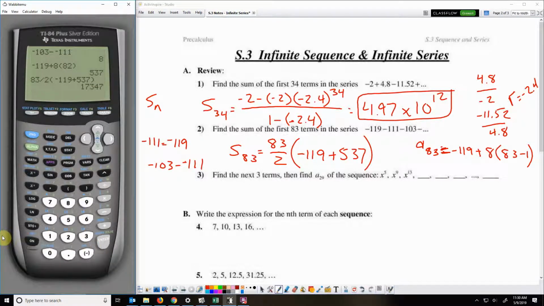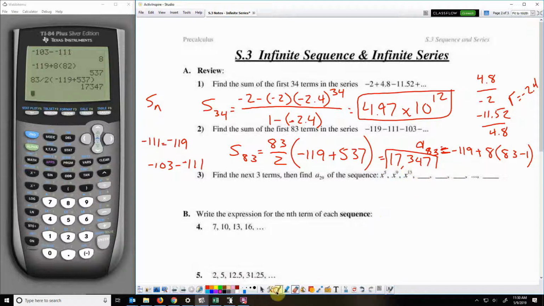And the sum of the first 83 terms is 17,347. And I just kind of ran into my next problem, so I'm actually going to erase the very bottom of that.